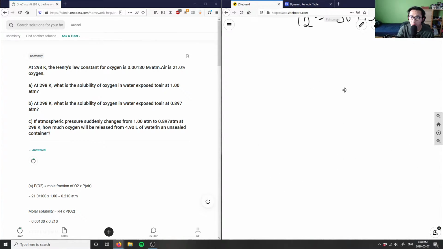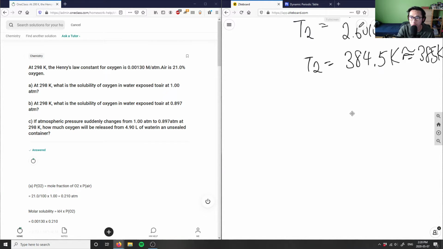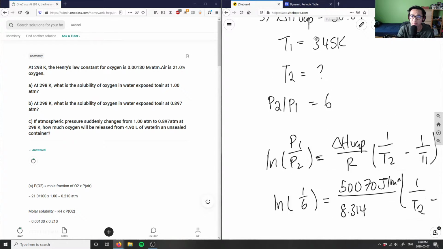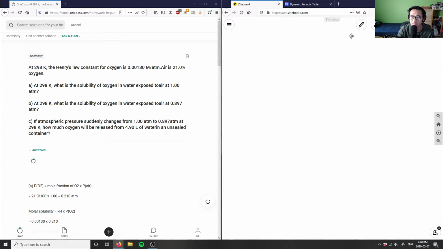Let's look at number 4. Number 4 is asking us, at 298 Kelvin, the Henry's law constant for oxygen is that. And then it's a three-part question. So instead of redoing one of these problems, let me just look at the solution, for the sake of time, to see if their logic is sound. So let's look at number 4. This is at 298 K.